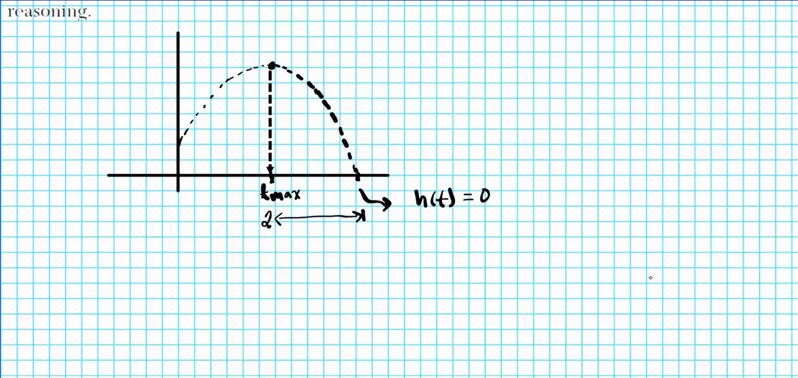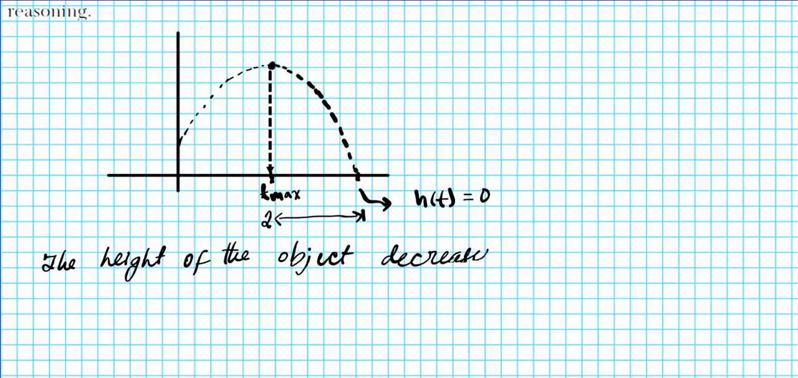So let's write down some justifications or our reasoning as to what we're about to do. So the height of the object decreases from when it attains its maximum height, its max height.